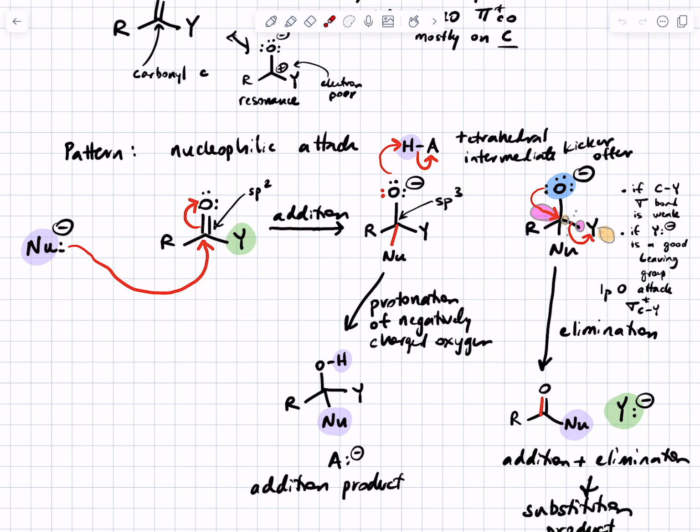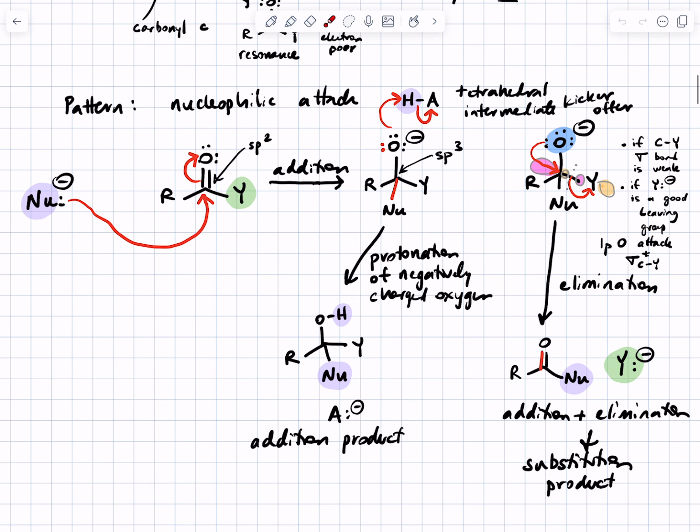The tetrahedral intermediate can be protonated to give you this addition product where the nucleophile is on what used to be the carbonyl carbon and a proton is on what used to be the carbonyl oxygen. Or alternatively, if this Y group is a good leaving group, the electrons can kick down and kick off the Y group to give you this product of elimination, then elimination, addition rather than elimination to give you substitution product overall.